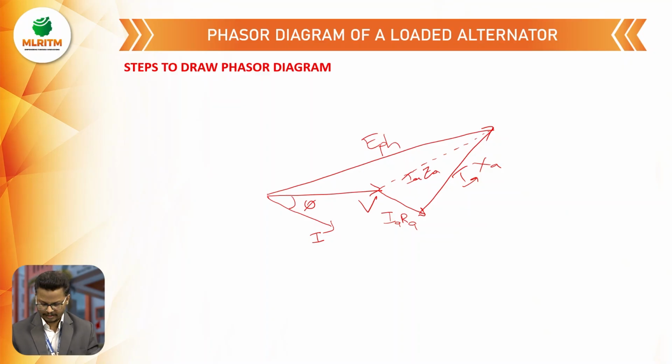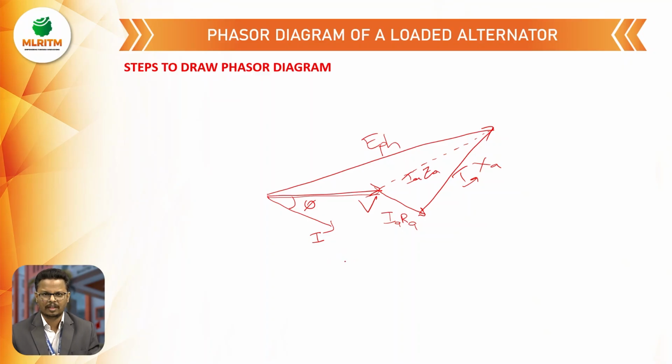If it is leading, then the current leads the voltage. The first step is to draw the voltage V. After that draw the current with the angle φ. This angle depends upon the load. If it is a resistive load, then it is unity, so the current will be in phase with the voltage. Here we are considering an inductor, so it is lagging with an angle of φ.